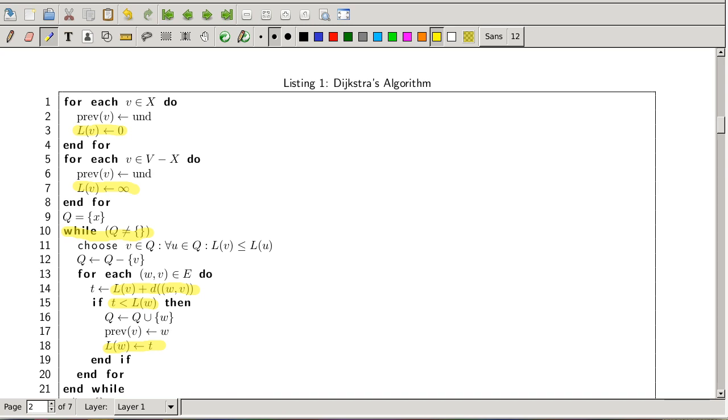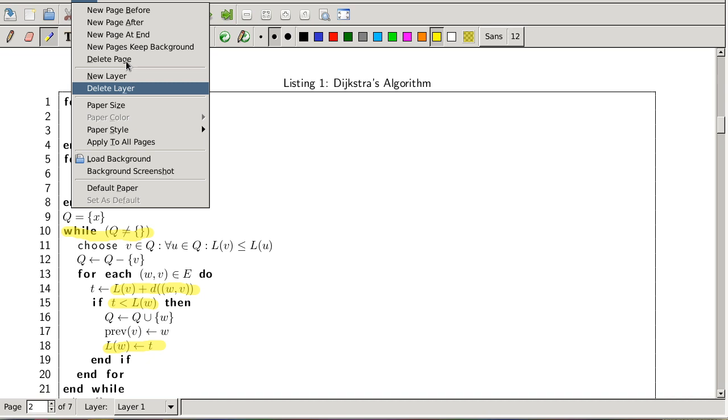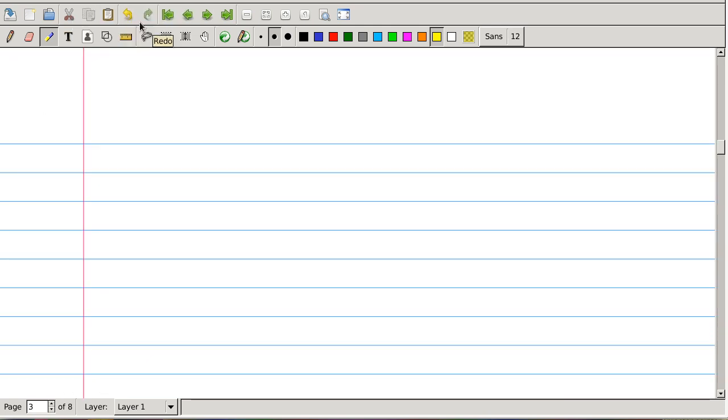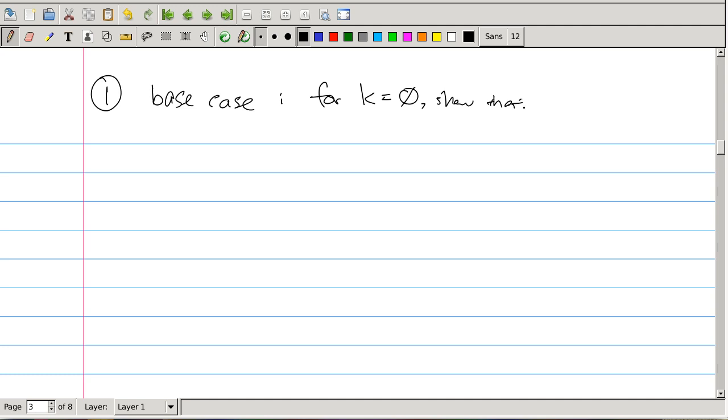So proof by induction has 3 key elements. The first piece, okay, switch back to a pencil, is the base case. The base case usually says, for k equals 0 or 1 or some exact constant value, show that the theorem is true. Okay, that's the base case.